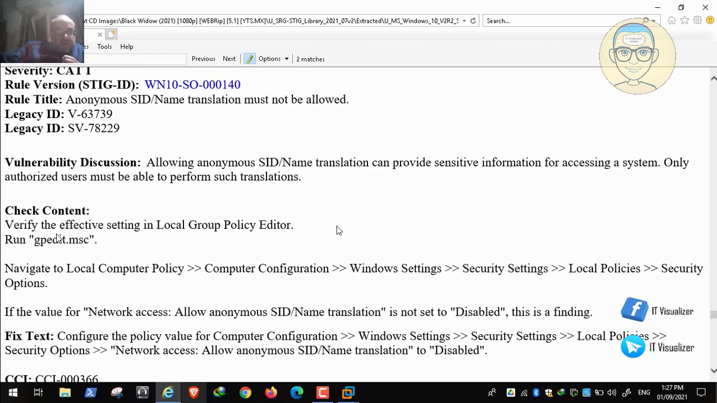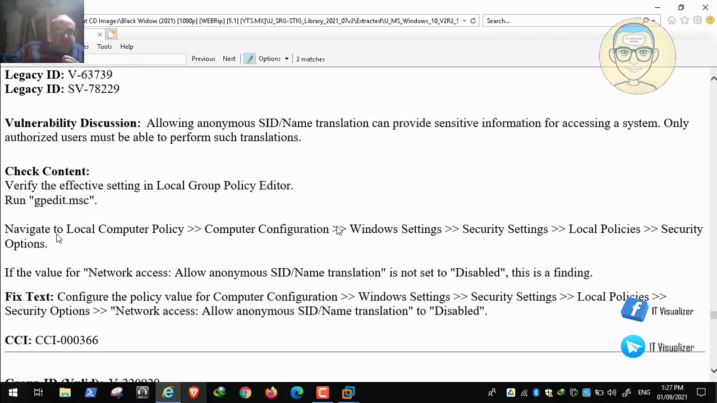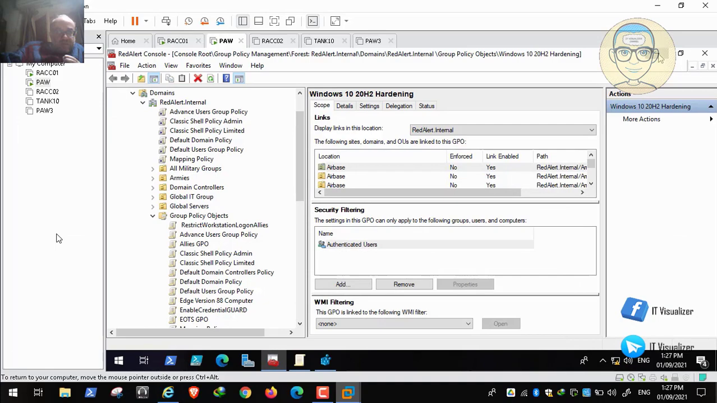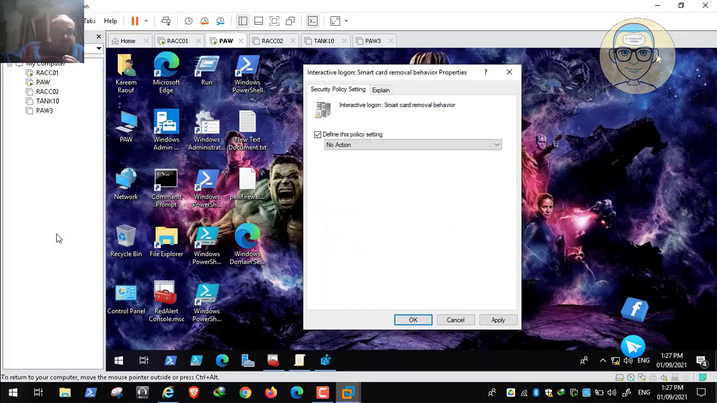Okay, so network allow anonymous SID name translation should be disabled. I think this should be disabled, but it is available for the admin or the network admin. So here we need to see. So here we should apply this group policy.